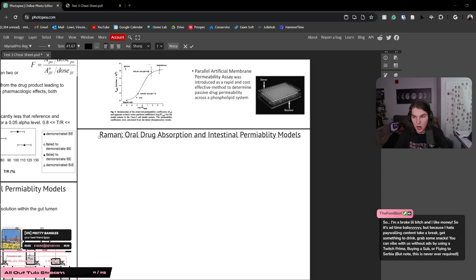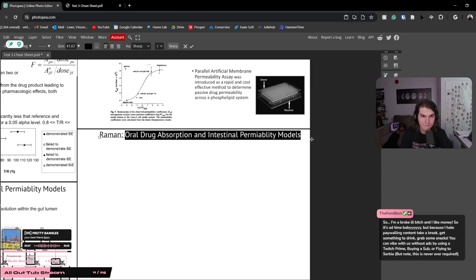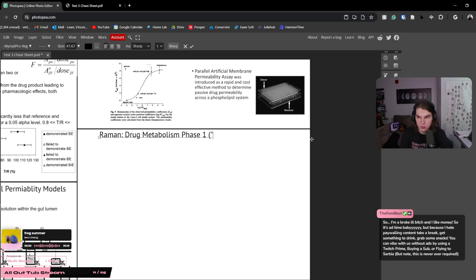Okay, so this is first pass metabolism. Oh, chat, first pass is goated. We love first pass here. Chat, what the fuck is this?